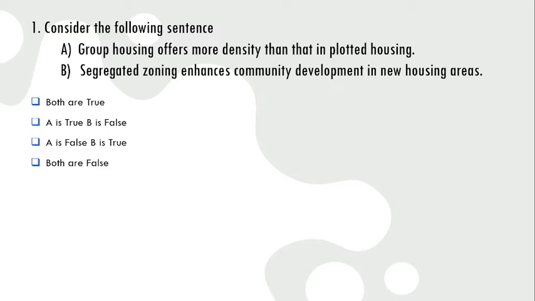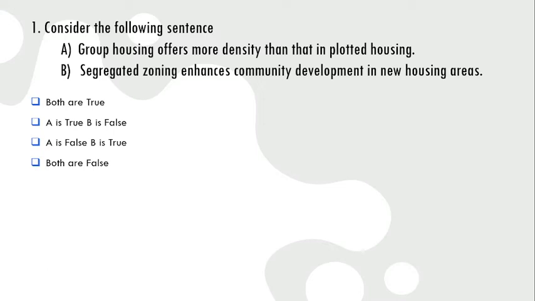But when you compare it with plotted housing, it does not provide that much scope to develop and exploit the FAR. So the first statement, if you understand, is true. Group housing offers more density achievement provisions compared to plotted housing. Now if you look at the second statement, segregated zoning enhances community development in a housing area.